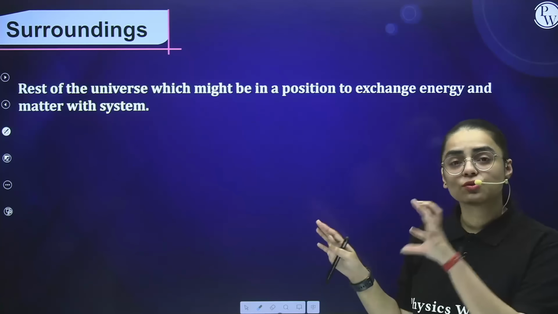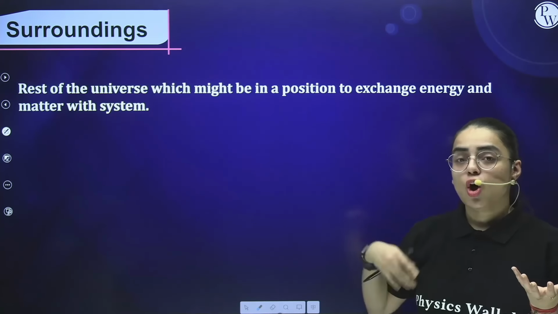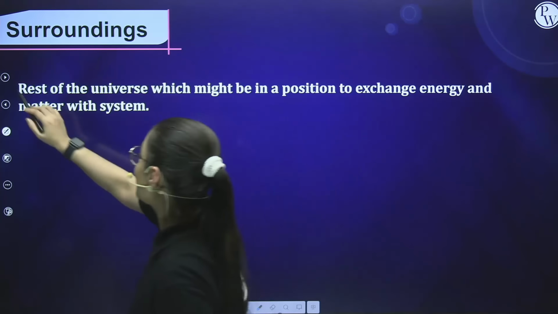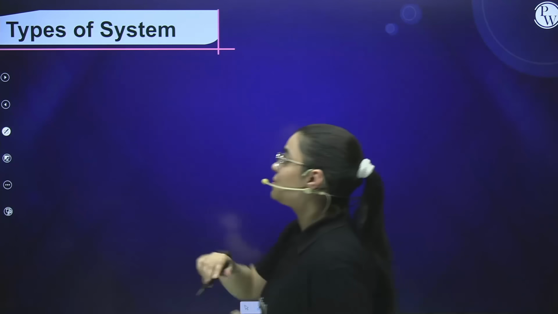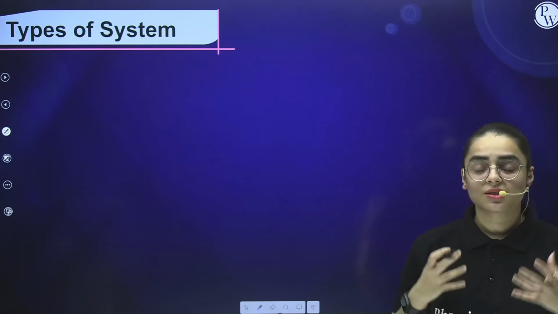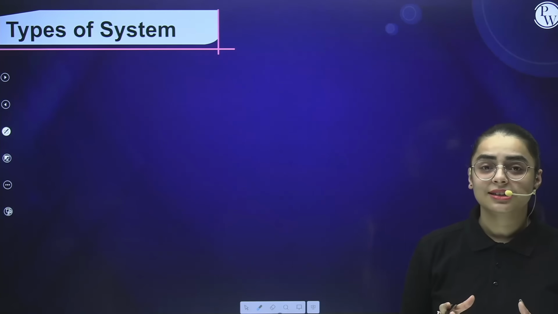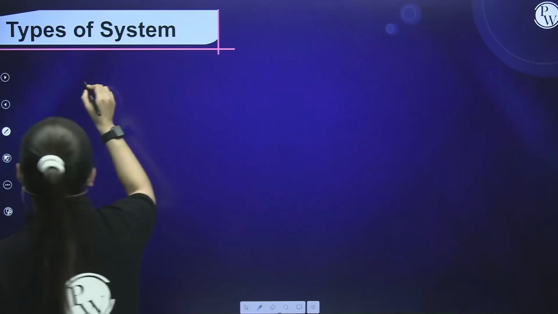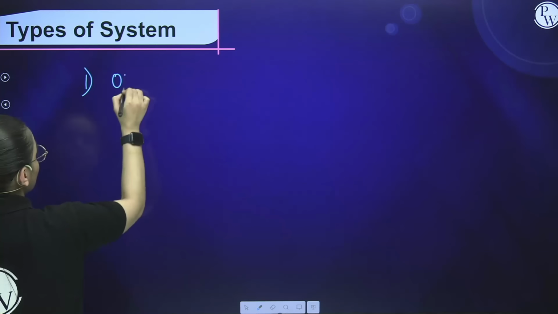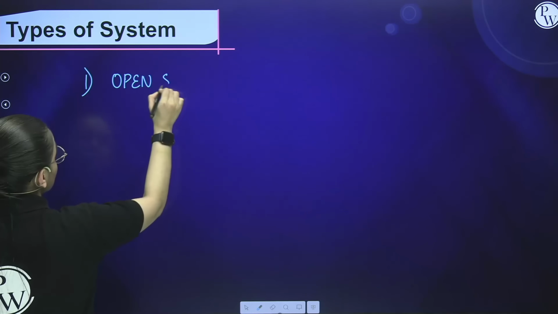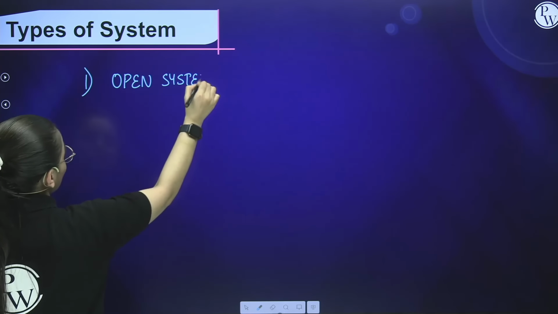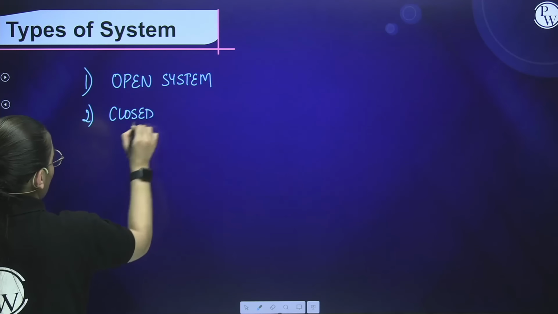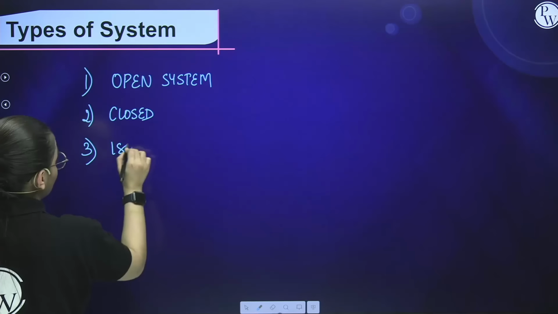We are going to see in which of the cases the matter is being exchanged or in which of the cases energy is being exchanged. We are going to look forward towards that, right? Okay, now students, comes the type of system which I have already told you. System can be further classified into three categories: open system, closed system and isolated system, right? If I define system into three categories, one is open system, the second one is closed, and third one is isolated.